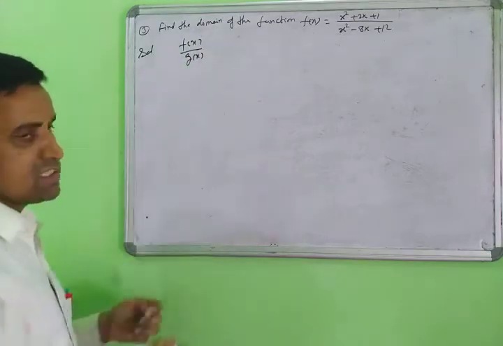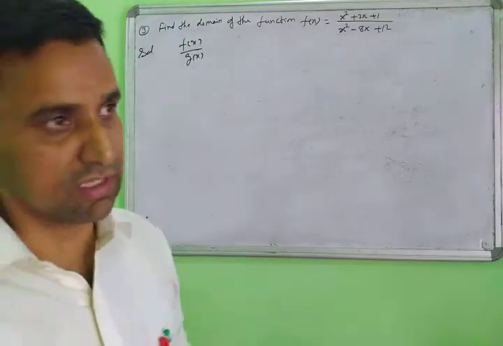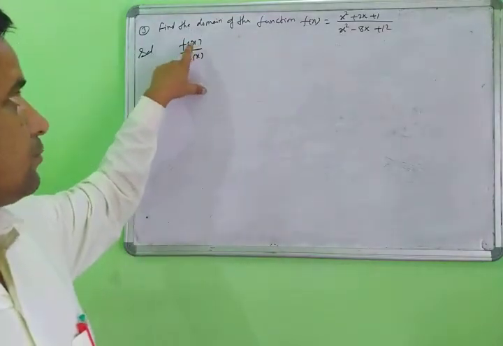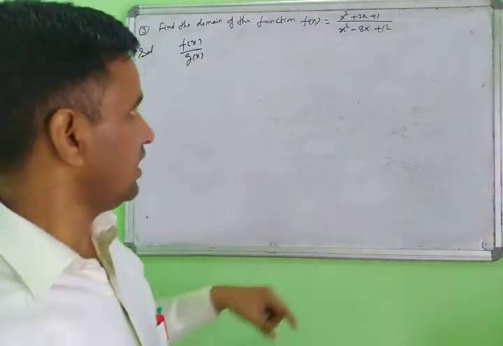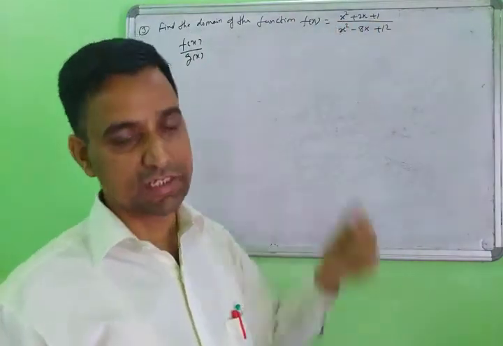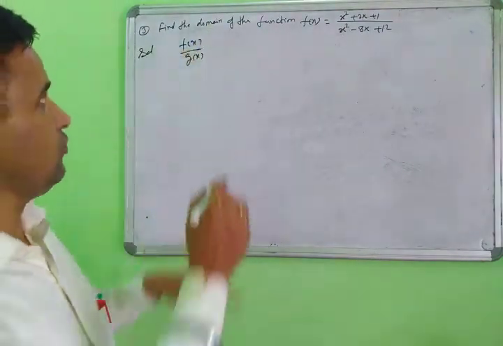Suppose any function is in this form, then you can say the function is a rational function, because a rational function is two polynomial functions: f(x) is a polynomial and g(x) also is a polynomial. Then you can say this is a rational function. What you find here, you will find your domain.